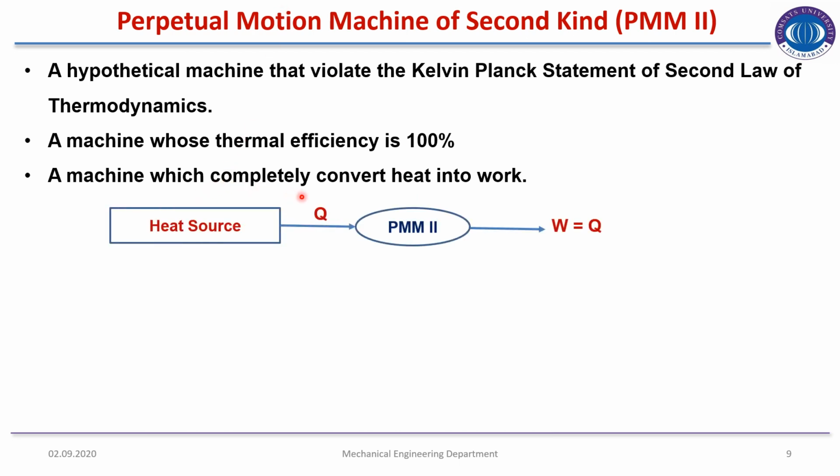The schematic diagram has a heat source, which will always have a higher temperature. Heat energy flows from the higher temperature into the perpetual motion machine of the second kind, and there is no heat rejection to the lower thermal energy reservoir. All the heat entering the perpetual motion machine of the second kind is converted into mechanical energy, or work is produced by the machine.